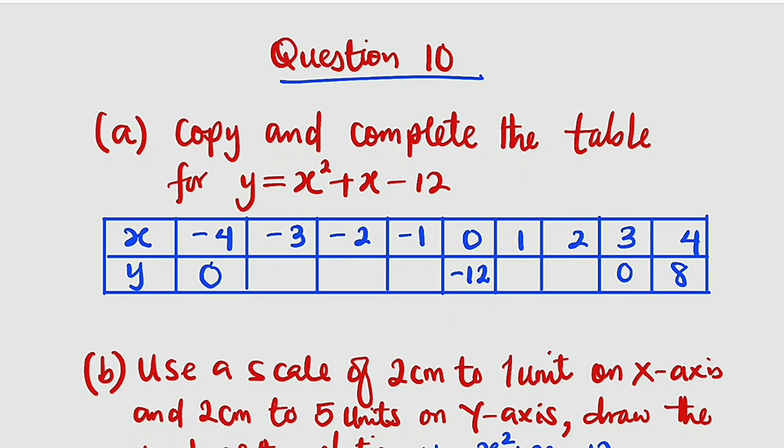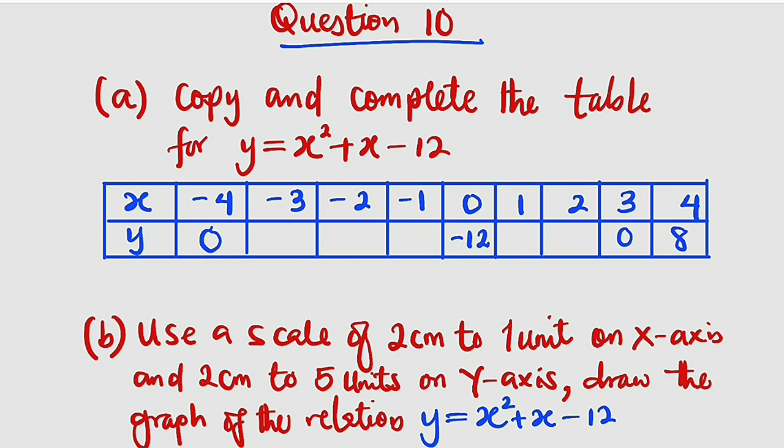Question number 10a, we are asked to copy and complete the table for the function x squared plus x minus 12. Already we are given some of the values. The limit is given from -4 to 4, that is for the values of x. And we are given 4 other values of y, and we are asked to compute the rest.